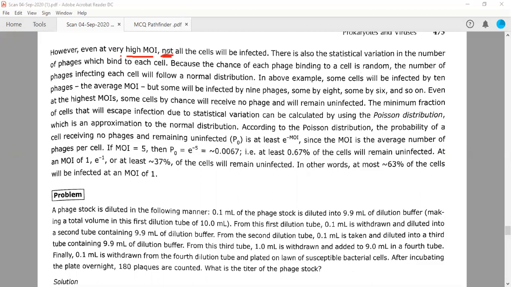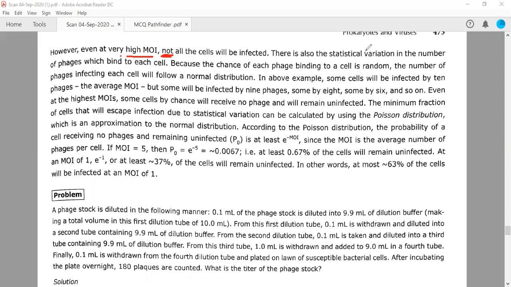So we need to calculate some percentage: how many bacterial cells can be infected, and how many bacterial cells are still uninfected in that particular situation at that particular MOI, right? So these two things we are going to calculate. This is going to be a bit interesting, right?